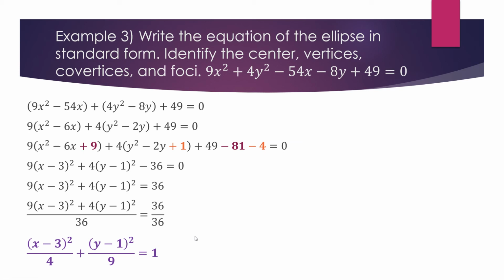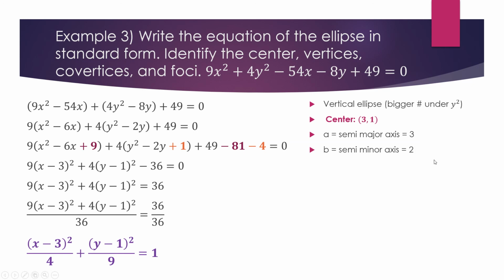We know that this is a vertical ellipse because the number under our y squared term here is the larger number. We know our center is going to be at positive 3, positive 1, looking at what's inside each set of parentheses there. We know that a is 3, right? A squared here is 9, so a has to be 3. Our semi-minor axis b, well, 4 is the same as 2 squared, so b has to equal 2.